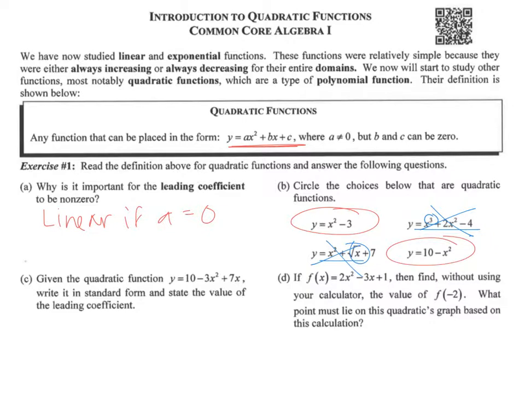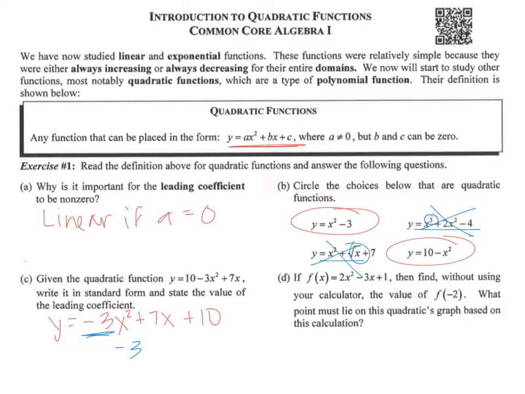So look at this function, write it in standard form, and state the value of the leading coefficient. So we're going to put it in descending order. So y equals negative 3x squared, let's go with the largest x squared, plus 7x plus 10. So the value of the leading coefficient is negative 3.